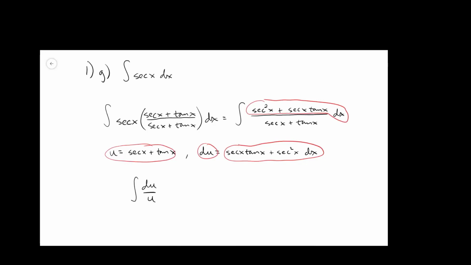Nice and simple, right? And if we remember, what is the antiderivative of du over u? That's just the natural log of u. And so then we just replace the u back with what it was. What did we say u was? Secant plus tangent. And that's it. So there's our antiderivative for the secant function. And actually figuring that out helped people to not get lost in the ocean, interestingly enough, back in the 1500s.